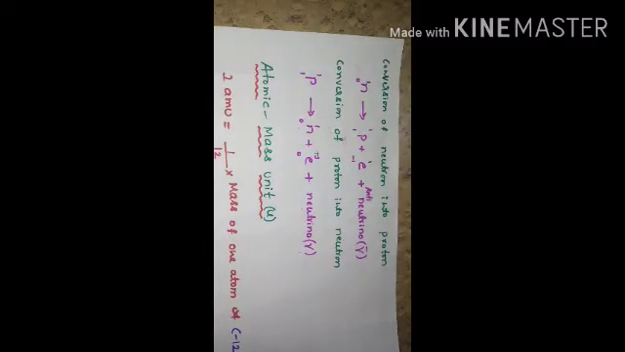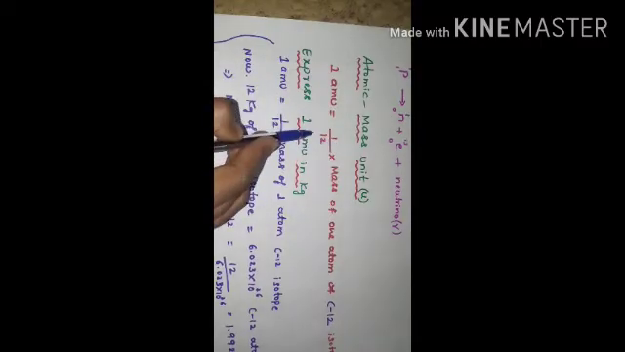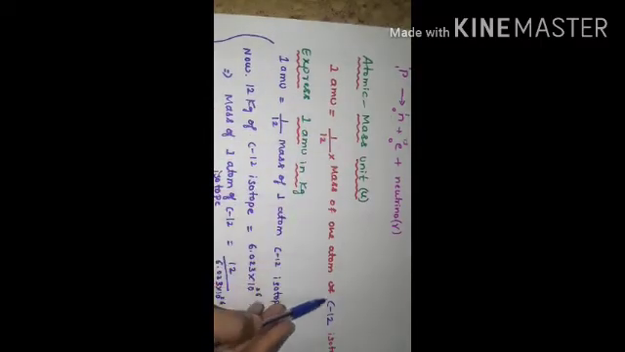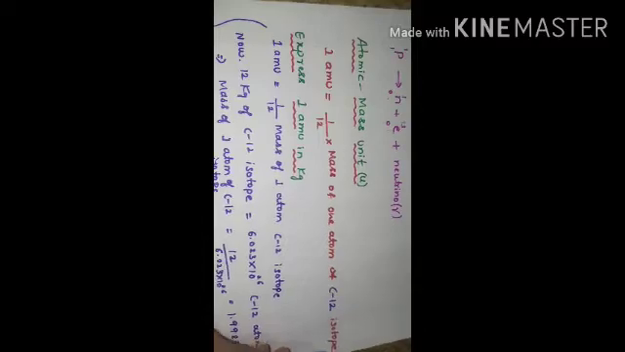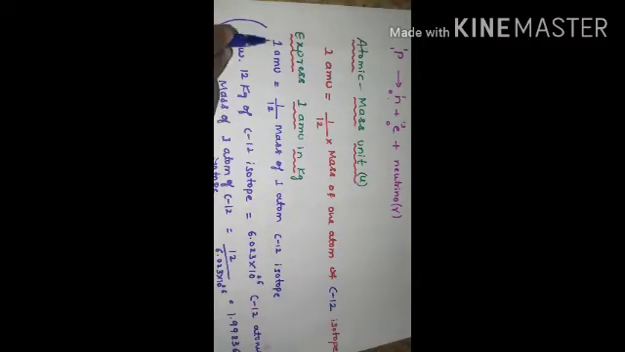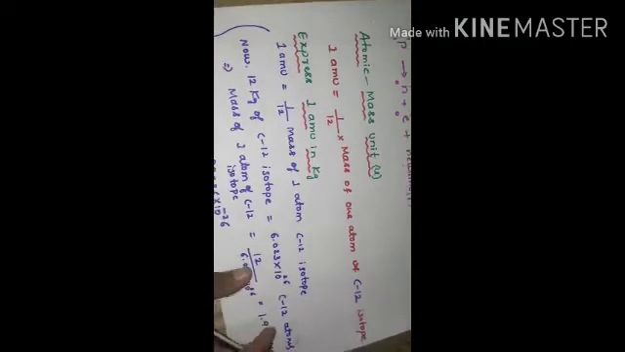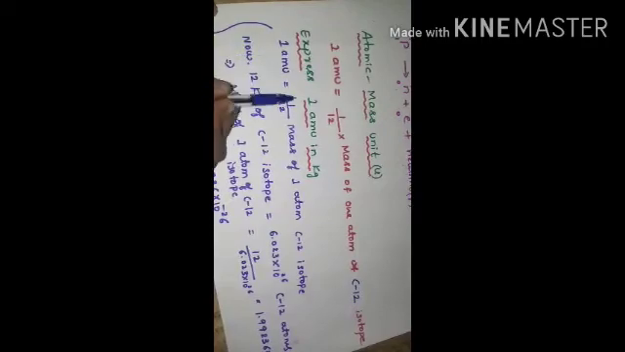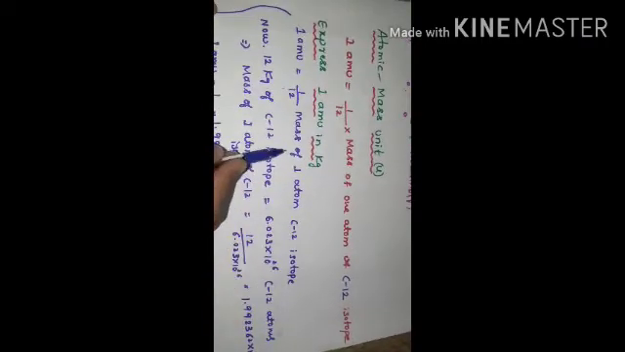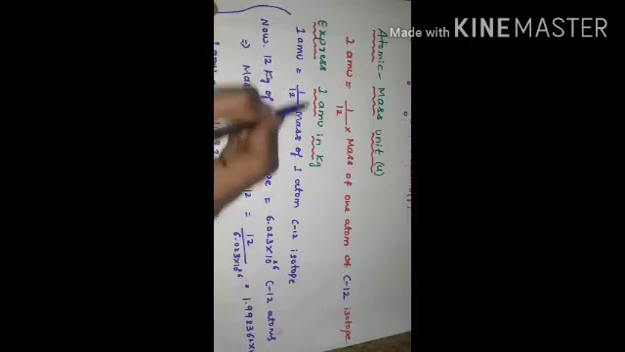Now, atomic mass unit. You already know this from chemistry in the first year. One atomic mass unit is equal to 1/12 the mass of one atom of carbon-12 isotope. Now, express one atomic mass unit in kg. We already know that 1 amu is equal to 1/12 mass of one atom of carbon-12 isotope. This is from our definition.